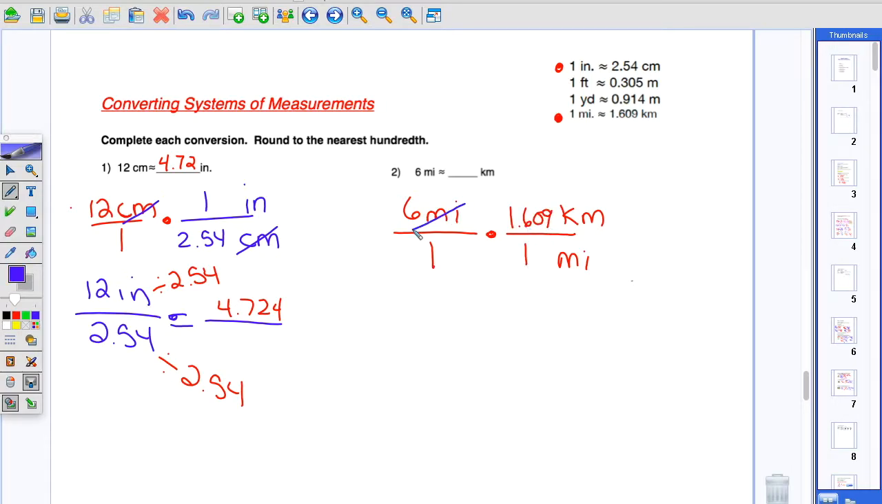So our miles cancel out. So when we multiply our numerators together, 6 times 1.609 gives you 9.654 kilometers over 1, which we can round to the nearest hundredth, so it's 9.65. So 6 miles is approximately equal to 9.65 kilometers.